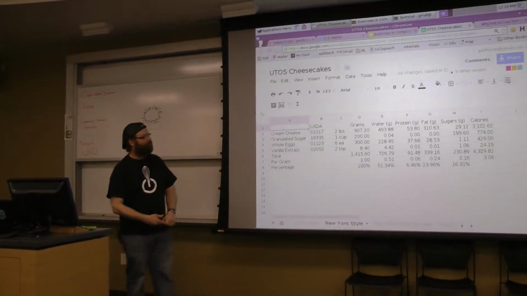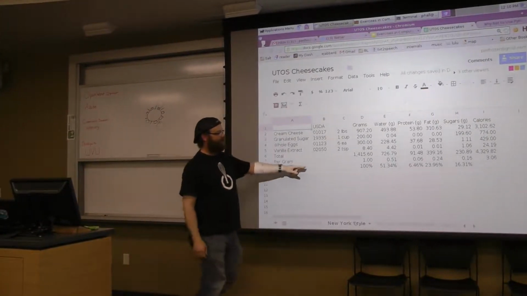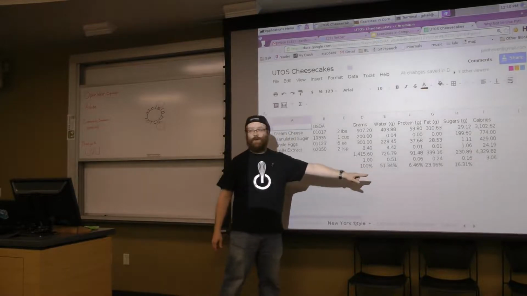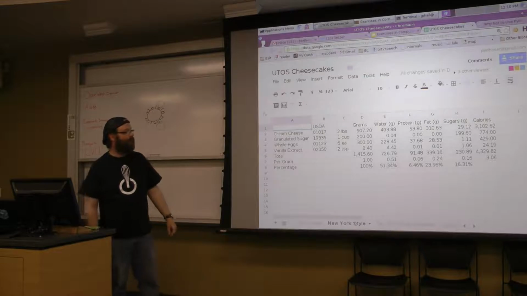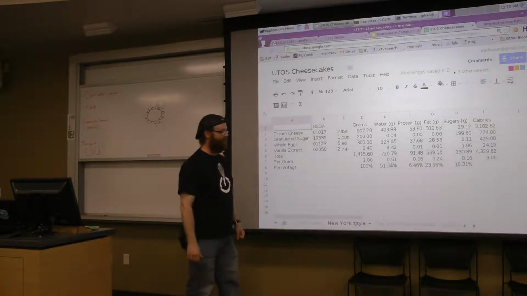So we'll notice here, with my New York style cheesecake, we've got 51% water. We've got a lot of water in there, right? This is before we bake it. We have a very tiny amount of protein.